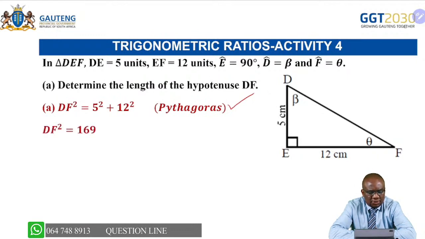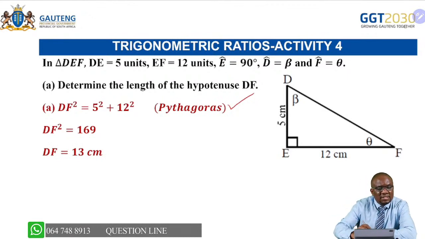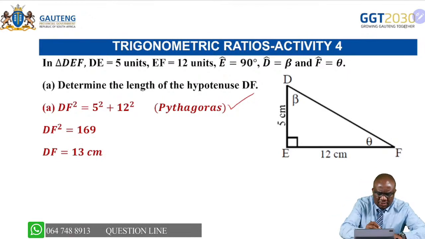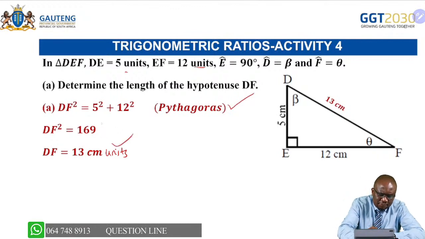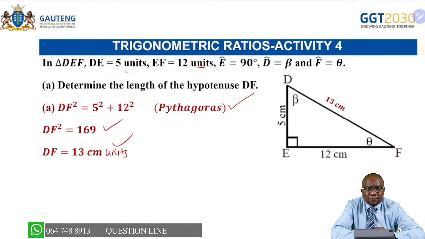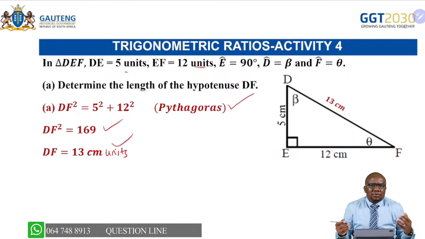Now let's find what DF is. We square root both sides, so DF is going to be 13 centimeters. We use centimeters here, but we're told that these are units, so it will be fine to say 13 units. Then we put our 13 there. Did you get that correctly? Good.